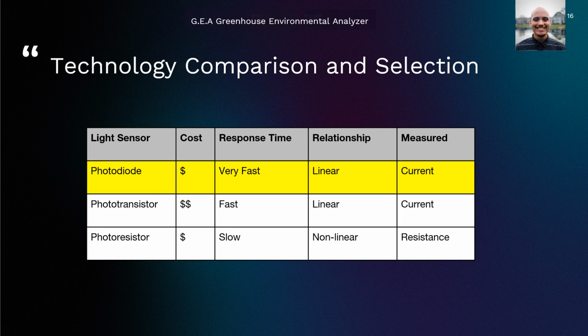This is the start of our technology comparison and selection. So on this page, we will be comparing light sensor technologies. So we have the photodiode, the phototransistor, and the photoresistor. We chose the photodiode because of its very cheap cost, its very fast response time, the fact that it has a linear relationship with its values, and the fact that the current is what is being measured, which is what has the linear relationship with the values.